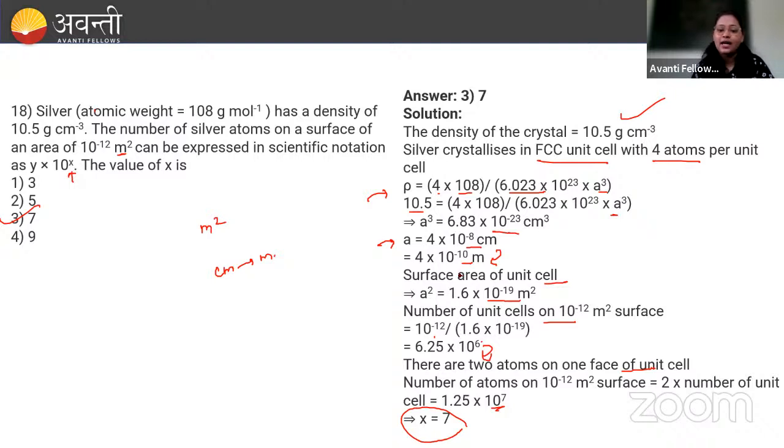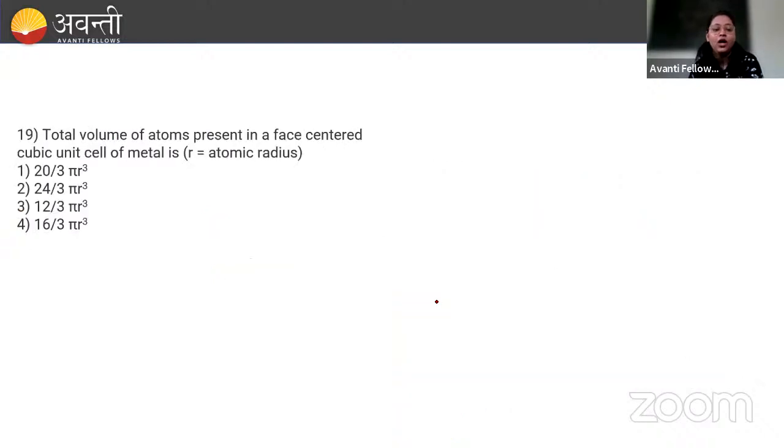Where did this 1.6 come from, children? Because the value of a is 4. Square of 4 is 16, okay? 10 into 2 will be 10⁻²⁰. Instead of -20, I wrote only -19 here. That's it, right? Yeah. Next, total volume of atoms present in an FCC cubic unit cell of a metal is.